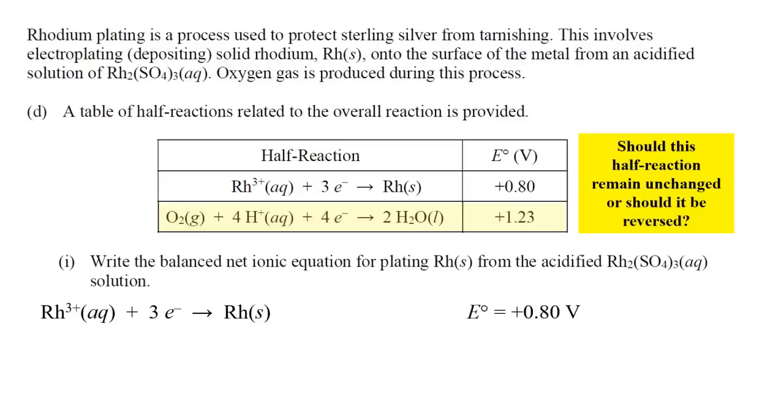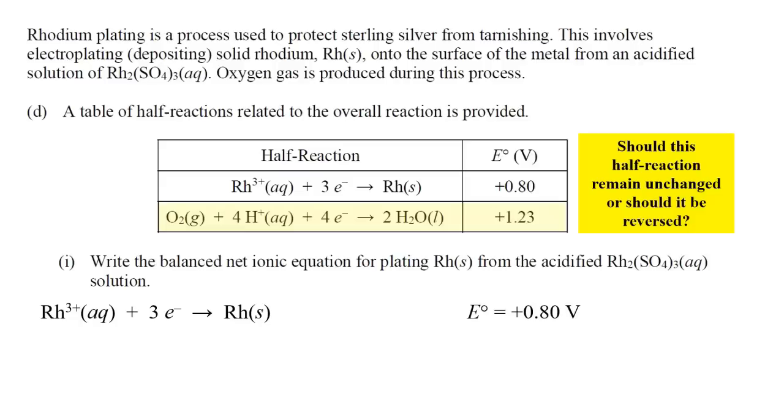And the fact that we did not change the rhodium half reaction means it's right now written as a reduction. So one reason to reverse the oxygen half reaction is that you need one of each. I need to turn that oxygen half reaction around to change it from reduction to oxidation. But there's another reason to reverse this equation.